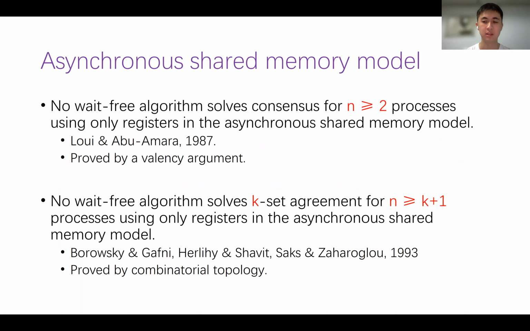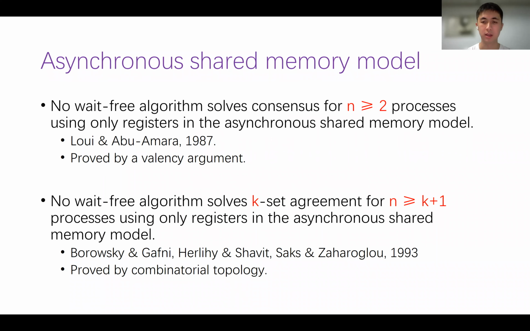In the asynchronous shared memory model, it is known that there is no wait-free algorithm to solve consensus among two or more processes using only registers. The proof of this impossibility result uses a valency argument.